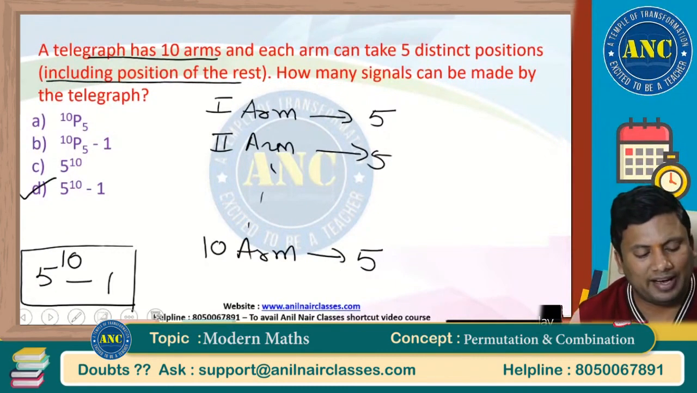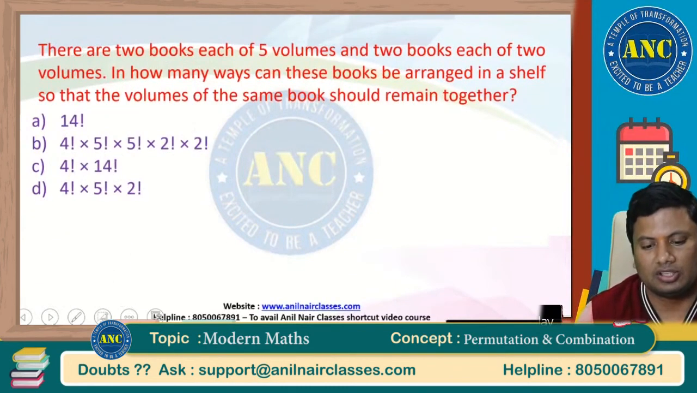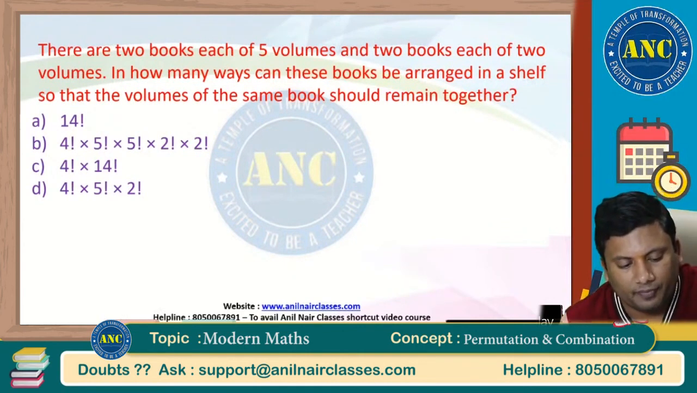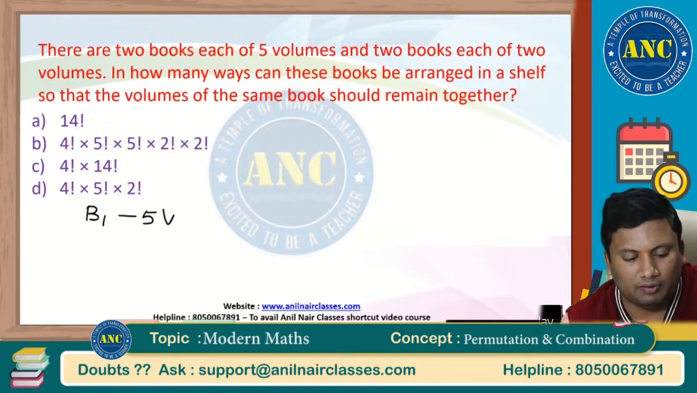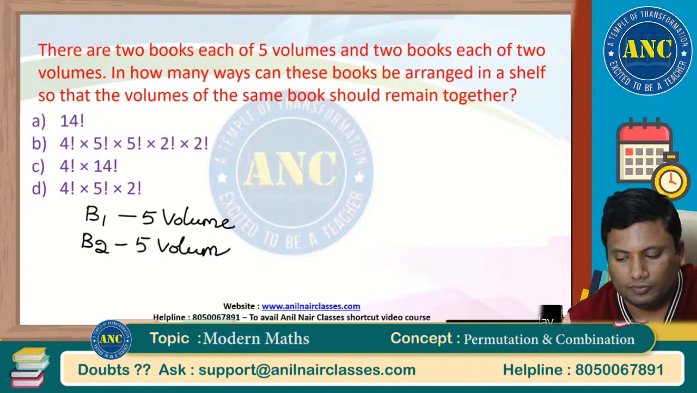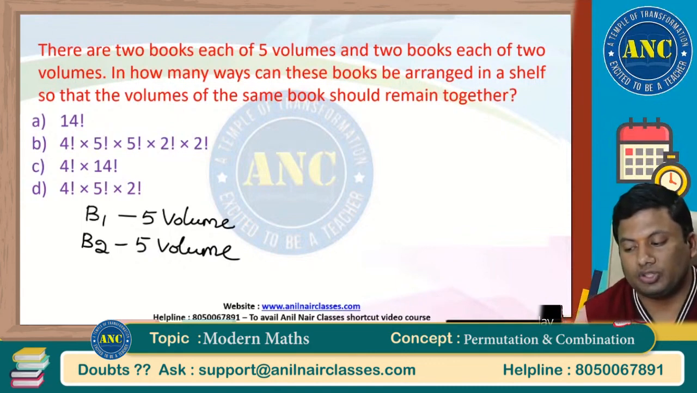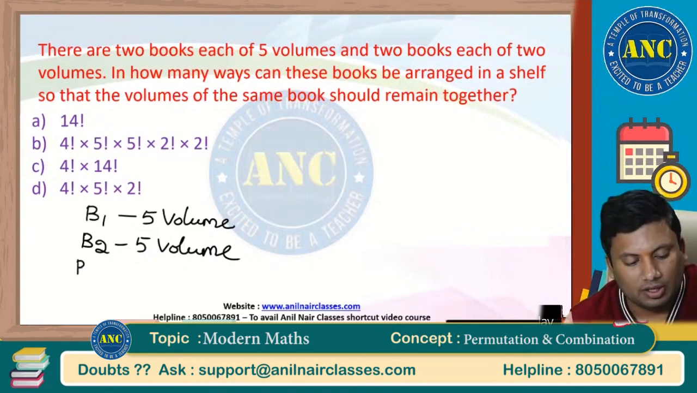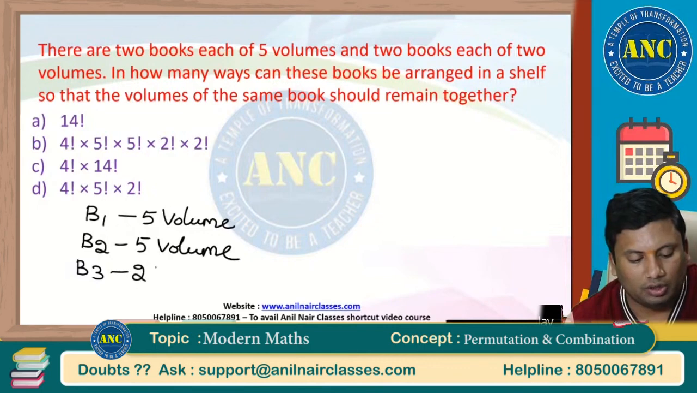These are all very, very easy questions, sir. There are 2 books, each of 5 volumes. One book is 5 volumes. Next book also is 5 volumes. Next, another 2 books, each of 2 volumes. Third book is 2 volumes. Fourth book also is 2 volumes.